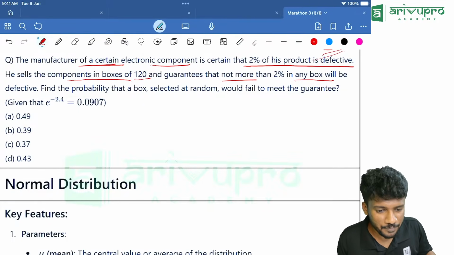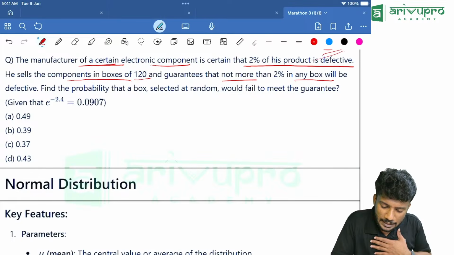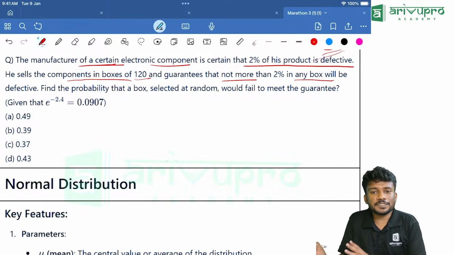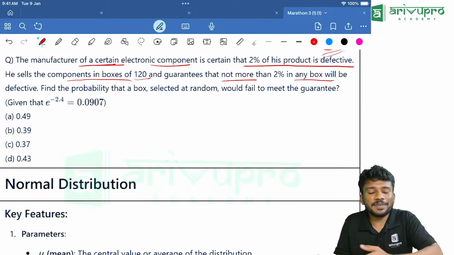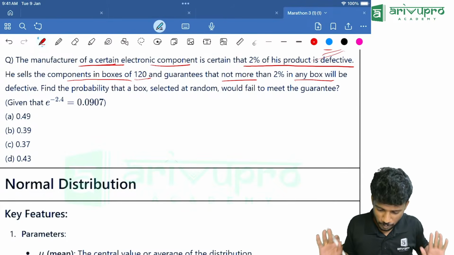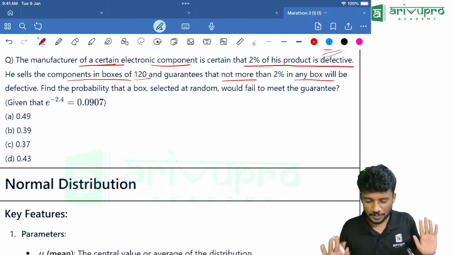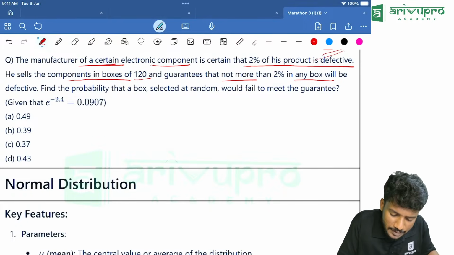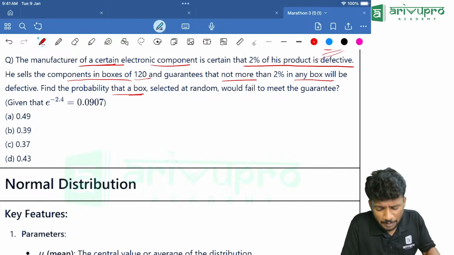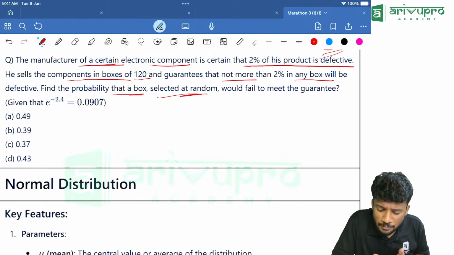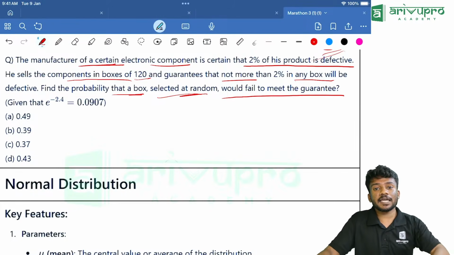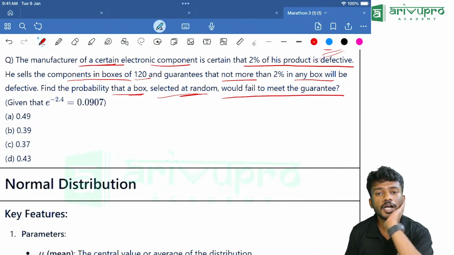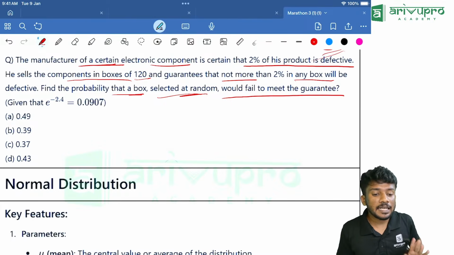Yes. Fine. Yes. Fail will be less than 2%. So the guarantee is that not more than 2% will fail, which means fail will be less than 2%. That is the meaning. 98% pass rate. Correct. Then find the probability that a box selected at random would fail to meet the guarantee. What do you mean by that? Would fail to meet the guarantee is the question.